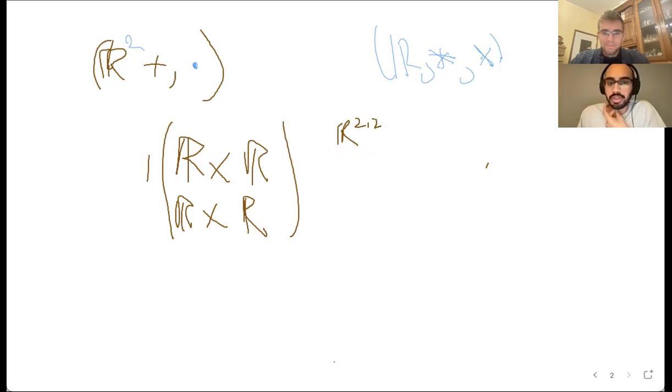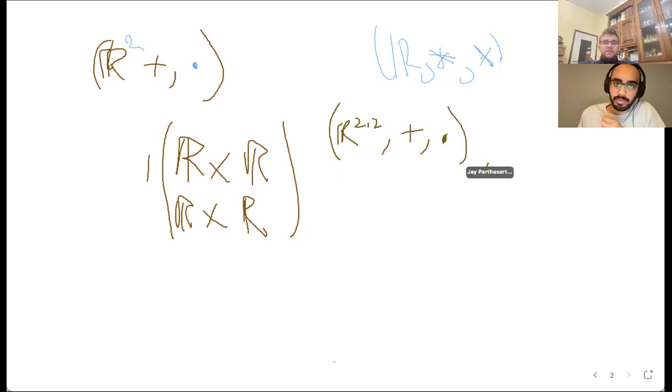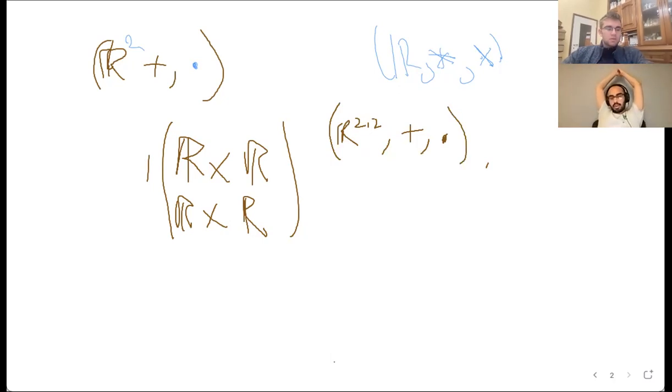My point is R22 equipped with element-wise addition, and this dot being matrix multiplication, is a vector space. What's the underlying field? It's still going to be R. Okay, cool. It's an interesting thing that the matrix multiplication kind of functions like the addition we were typically familiar with. Yeah, that's an example of a vector space.